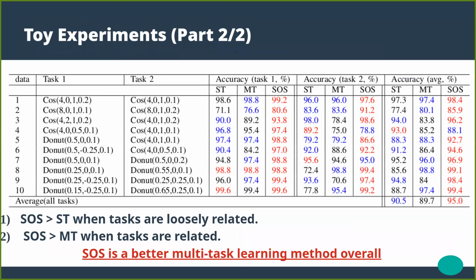So to investigate the behavior of SOS, we compared 3 different methods on both toys. The ST method, that is to learn the 2 tasks independently, the MT method, which uses a shared backbone along with task-specific regressors, and finally, and obviously, SOS. We found out that whether tasks were related or not, SOS was always better than the 2 other methods, and that therefore, on those toys, SOS is a better multitask method.